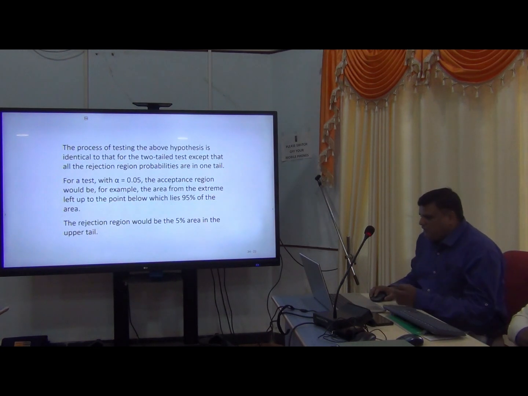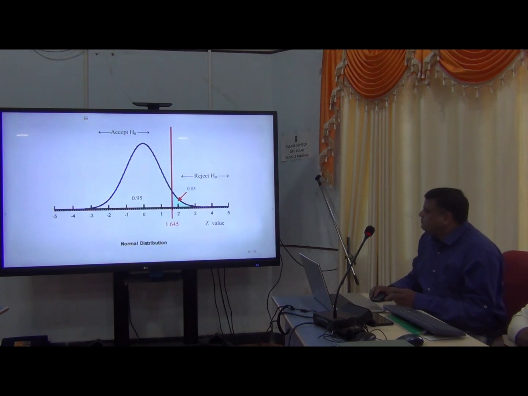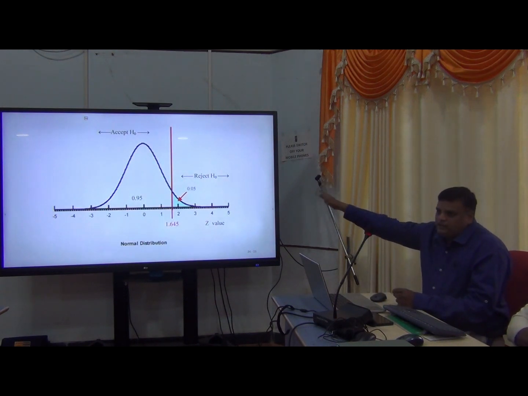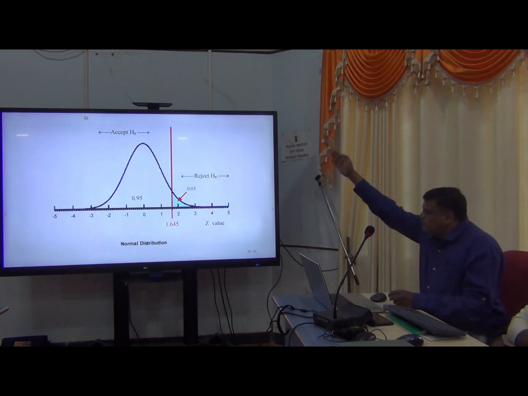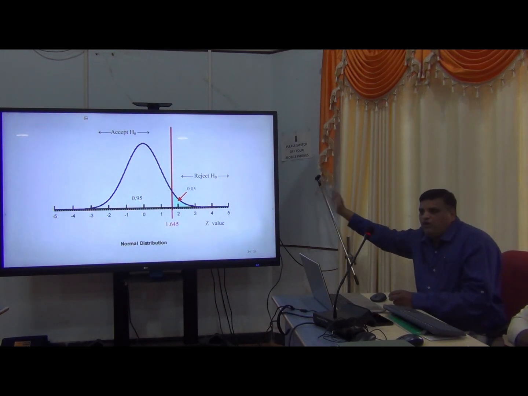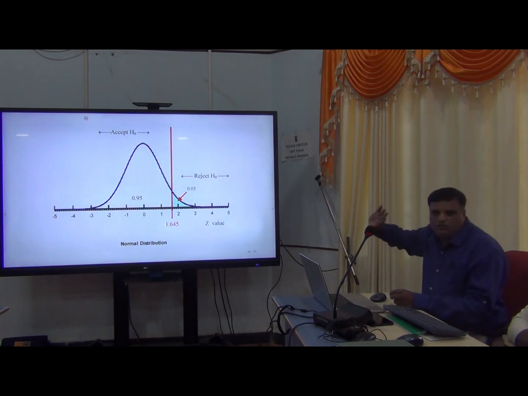So some examples. This is the one tail test, right tail test. 1.65 is the critical value. If the value falls beyond this, you have to reject the null hypothesis. So this is a standard. Actually, 1.645. Yes, it's a standard.